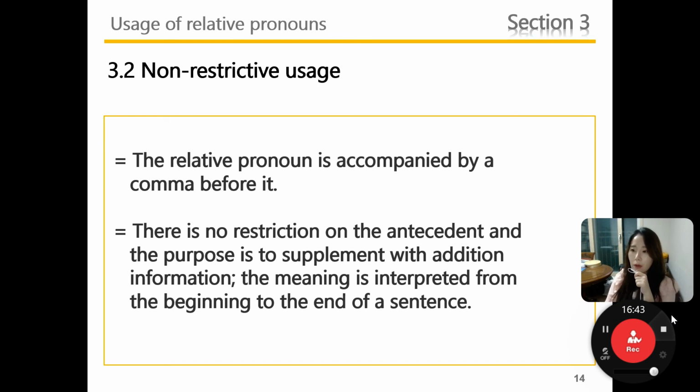In the non-restrictive usage, the relative pronoun is accompanied by a comma before it. Unlike the restrictive usage where the relative pronoun explains what kind of person or object the antecedent refers to, there is no restriction on the antecedent and the purpose is to supplement with additional information. The meaning is interpreted from the beginning to the end of a sentence.